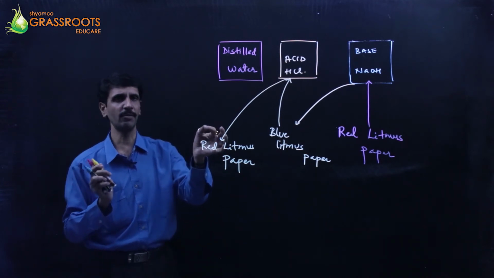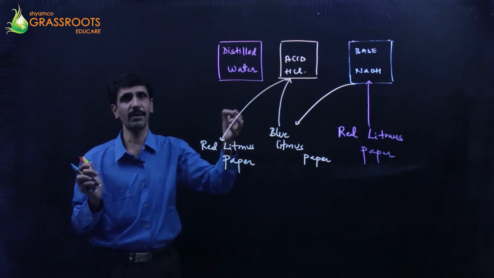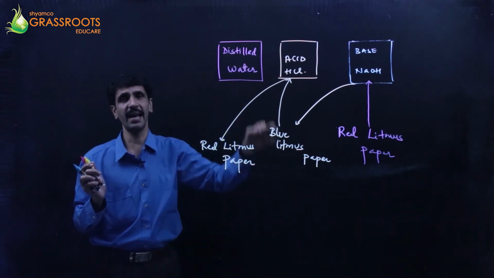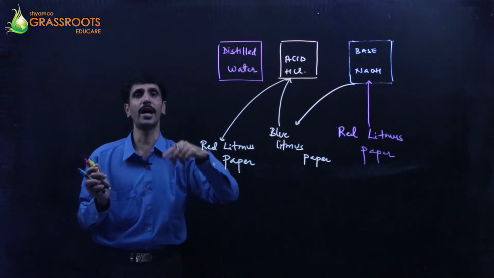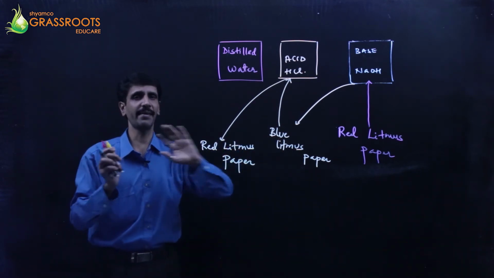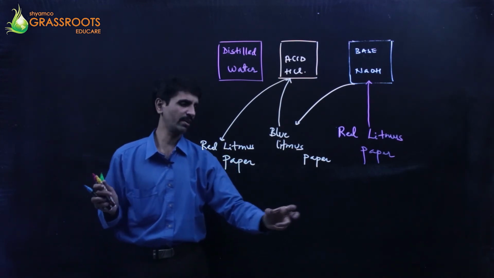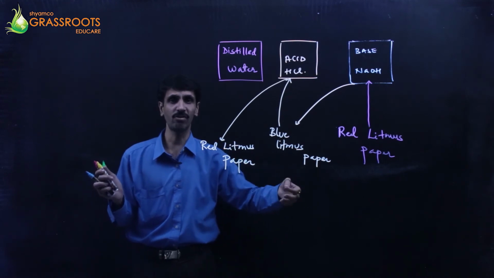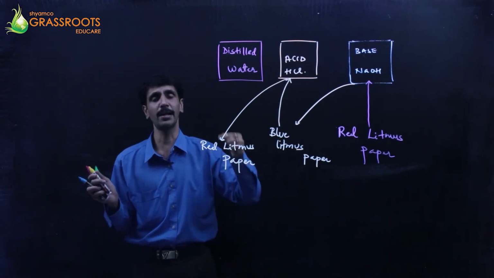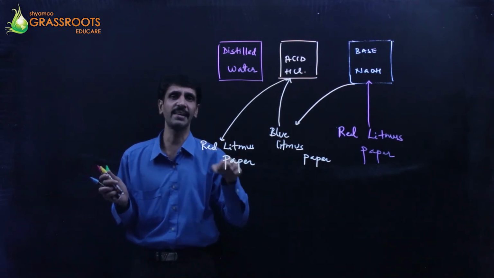So what do I do? I take a red litmus paper, dip in all the 3. When I dip it in water, it will remain as it is. When I dip it in acid, it will remain as it is. But as soon as I dip in the base, it will become what? Yes, blue. So I have identified that yes, this beaker is containing a base. So it's out. Now, that red which has converted into a blue litmus, I'll dip it into the 2 remaining beakers. One is containing water and the other is containing the acid.